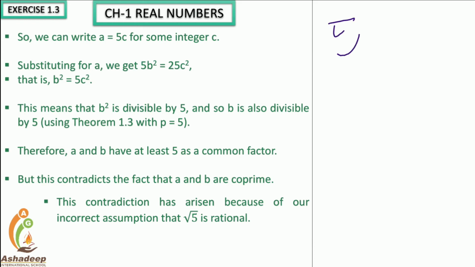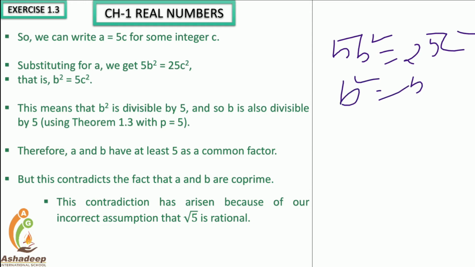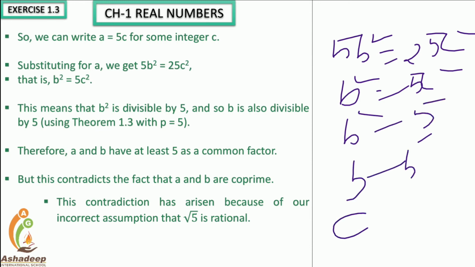Now 5b square is equal to 25c square. Therefore b square is equal to 5c square. If b square is divisible by 5, then b is also divisible by 5, right? A is also divisible by 5.